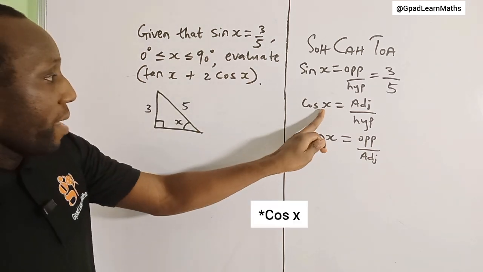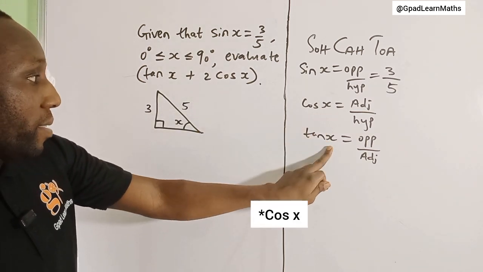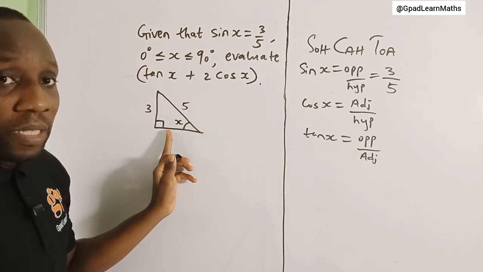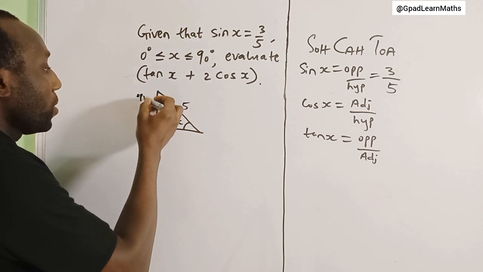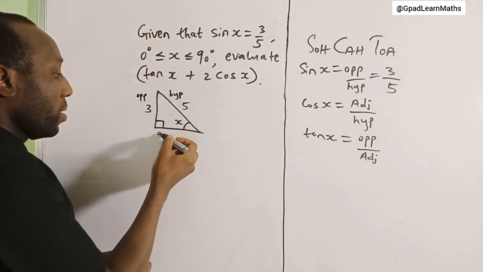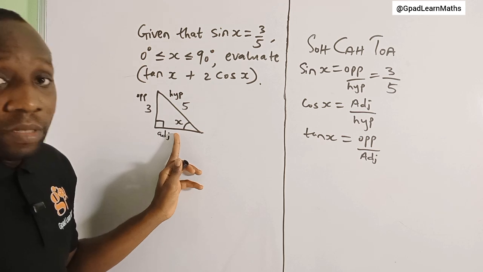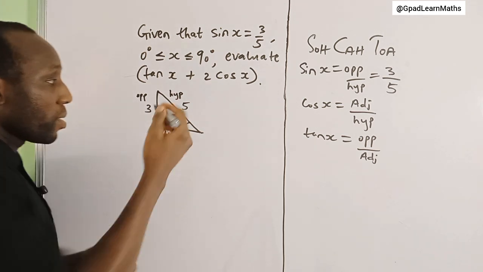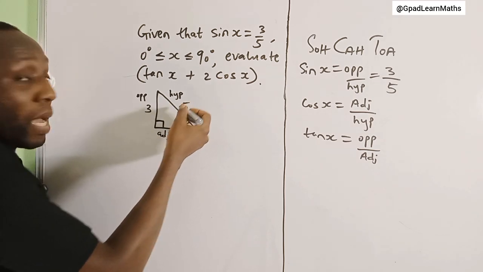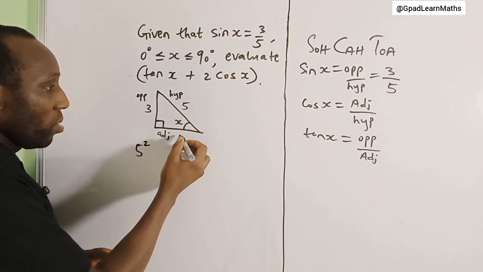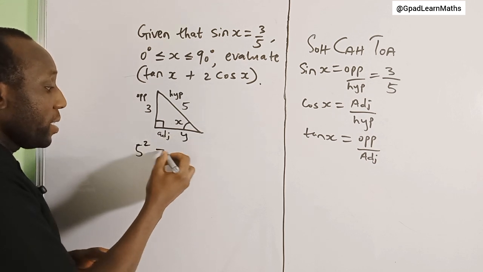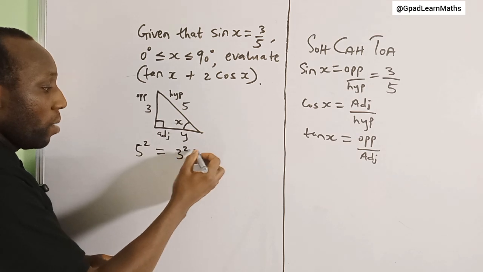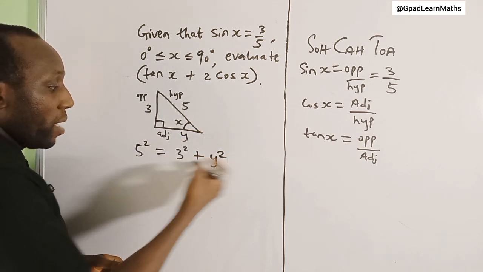But we cannot get cos x and tan x without knowing this third side. Remember, this is the opposite, this is the hypotenuse, and this is the adjacent. So how am I going to get this third side? Pythagoras theorem. So let's do that. Now, from Pythagoras theorem, the square of the longest side, see the longest side there, the hypotenuse, is equal to the sum of squares of the other two sides. Let's call this side y. So that's 3 squared plus y squared, the other two sides.